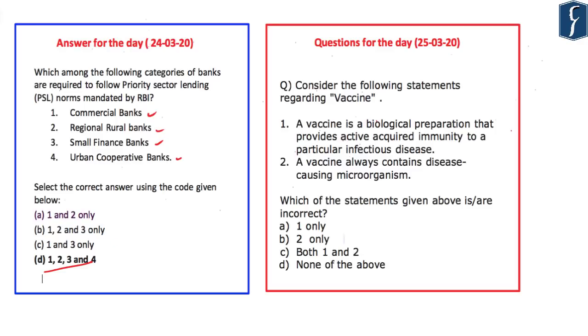The question for today is, consider the following statements regarding vaccine. Statement number 1, a vaccine is a biological preparation that provides active acquired immunity to a particular infectious disease. Statement number 2, a vaccine always contains disease-causing microorganisms. Your options are 1 only, 2 only, both 1 and 2, none of the above.